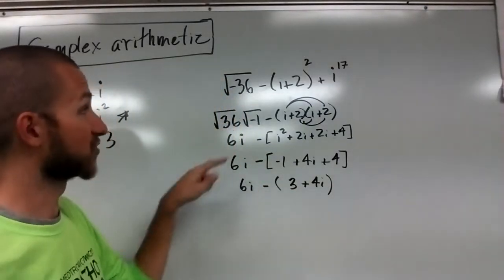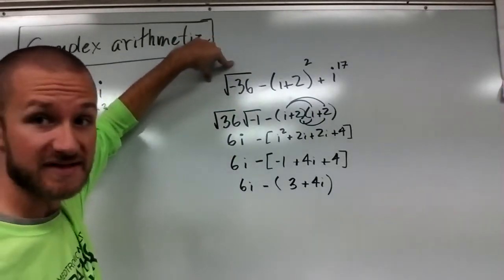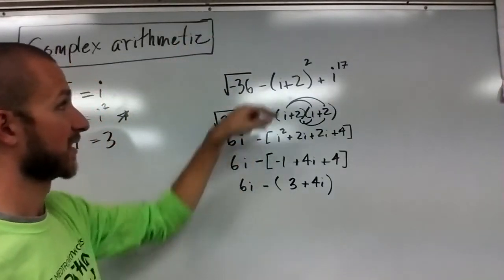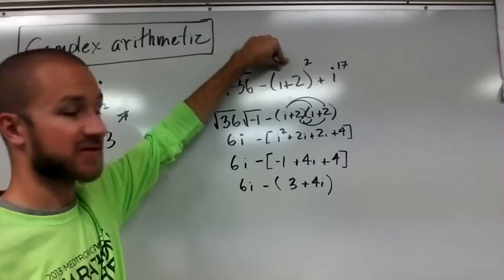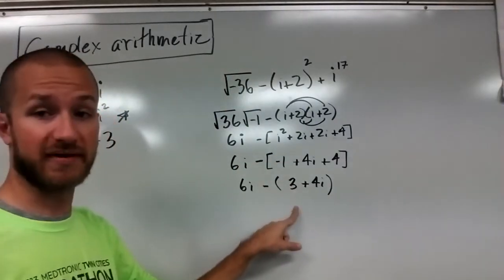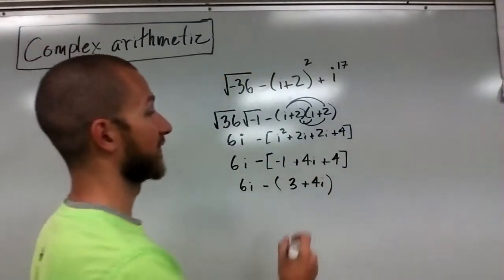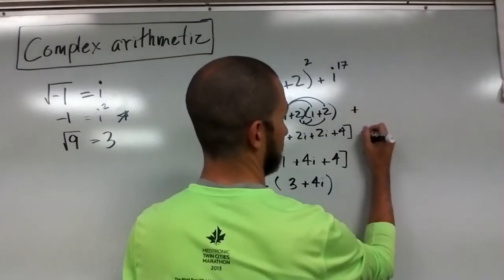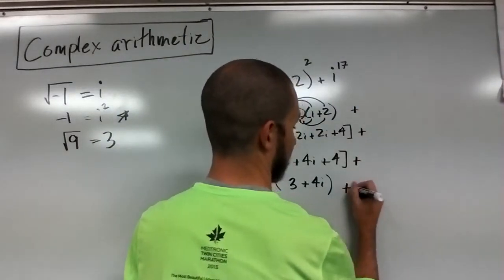Alright, so these are the first two parts. I've simplified the square root of negative 36 into 6i. I've simplified (i + 2) squared into 3 + 4i. This last part, I have i to the 17th. So let's add this on the outside. I'll figure this term out.